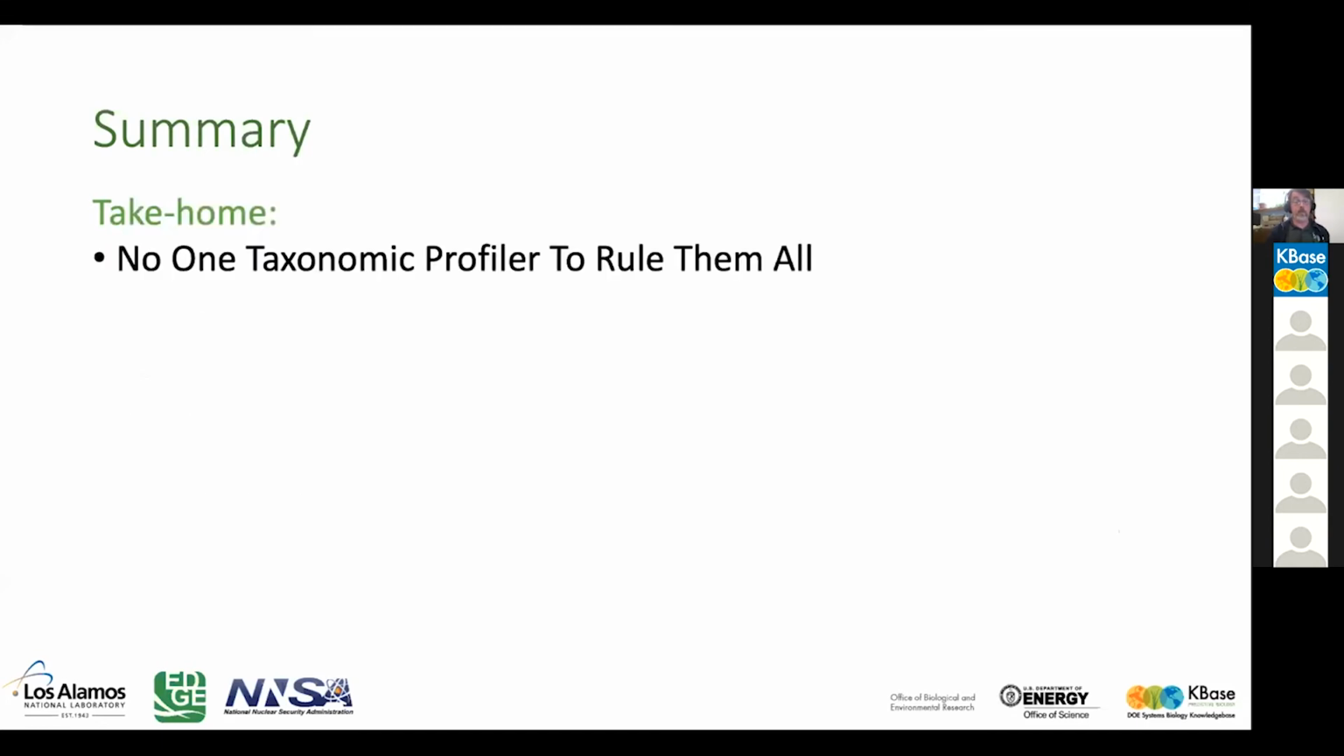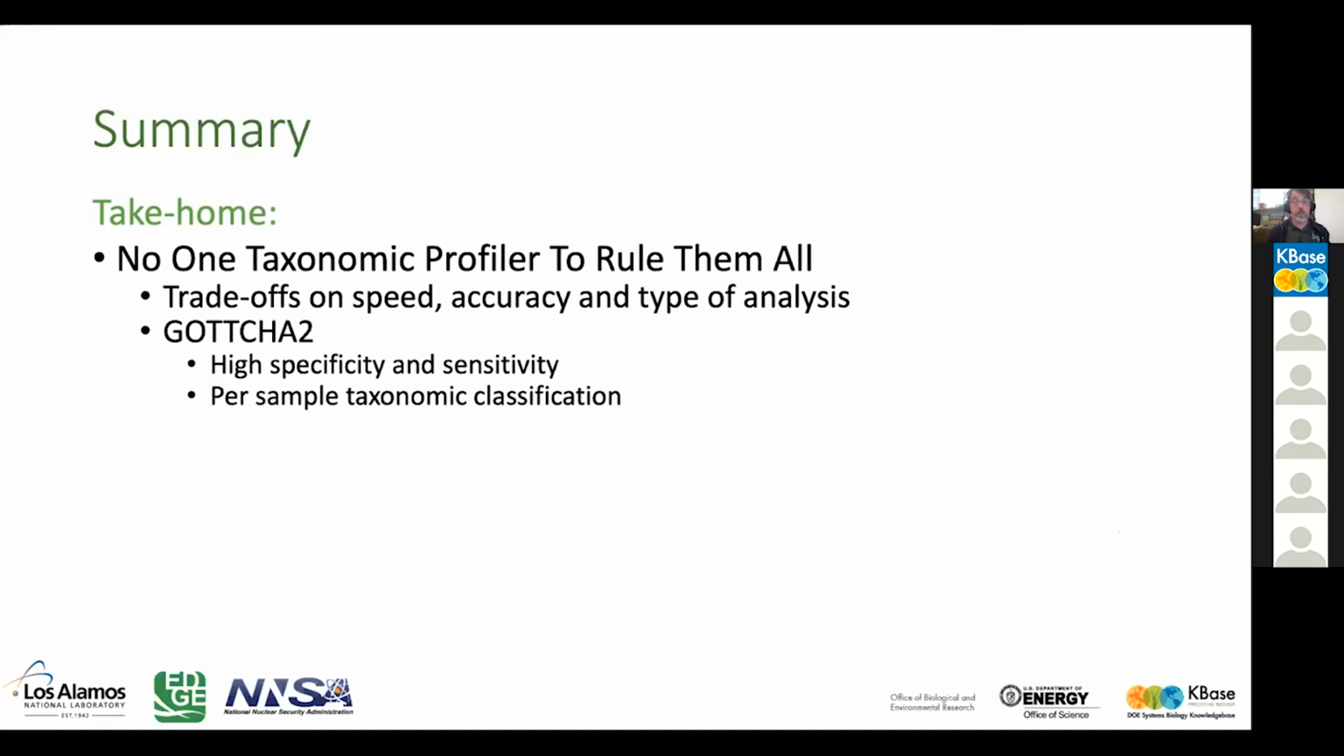So take home, there's no one taxonomic profiler to rule them all. There's trade-offs in speed, accuracy, and the type of analysis you want to do. Gotcha2 has high specificity and sensitivity, but it's really only meant to be used for per sample taxonomic classification. It will not classify every single read, since it is throwing away a bunch of information when it's creating that database. So it's only trying to determine which OTUs that sample belongs to.